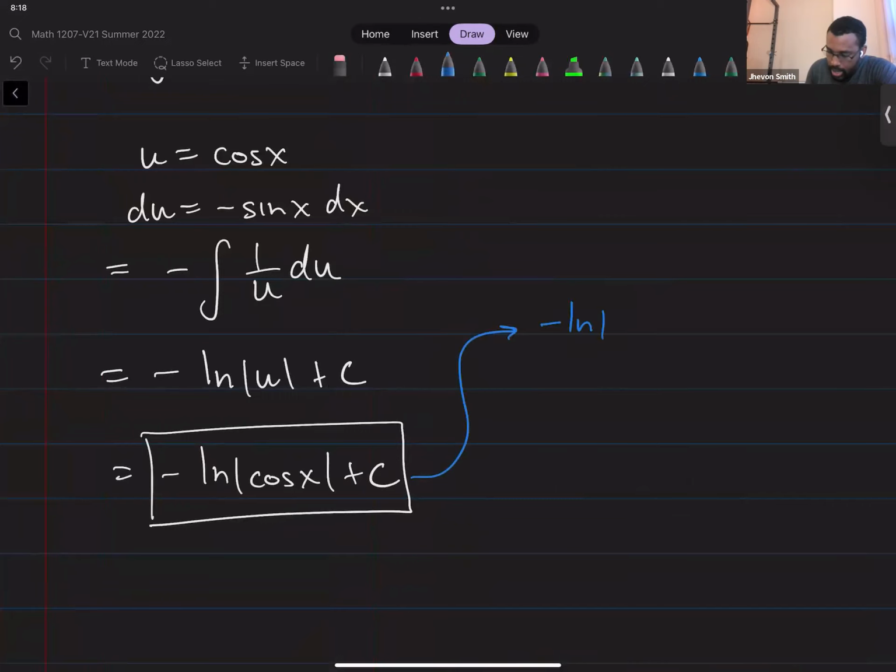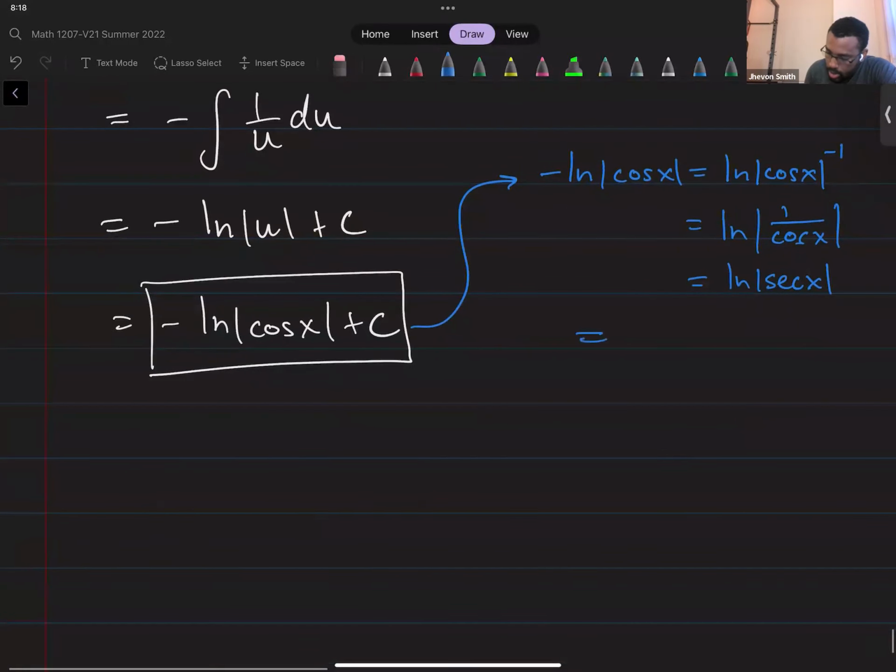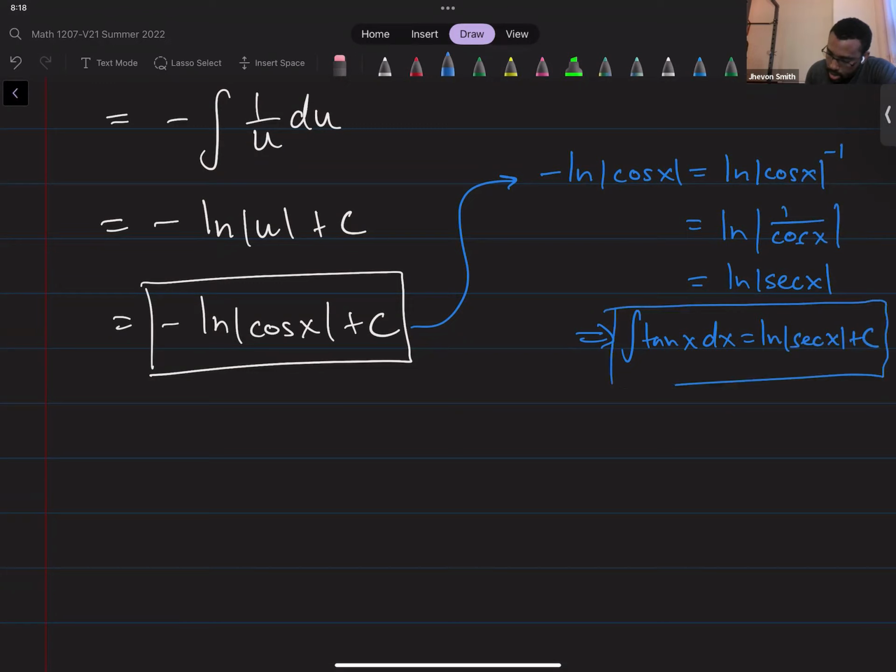Because if you have negative ln of cosine, we know by a log rule that multiples can come up and be powers. And so this is just ln of 1 over cosine, which is just ln of secant. So the integral of tangent is also ln of secant if you don't like that negative sign in front. This is a basic rule, and that is an equivalent.